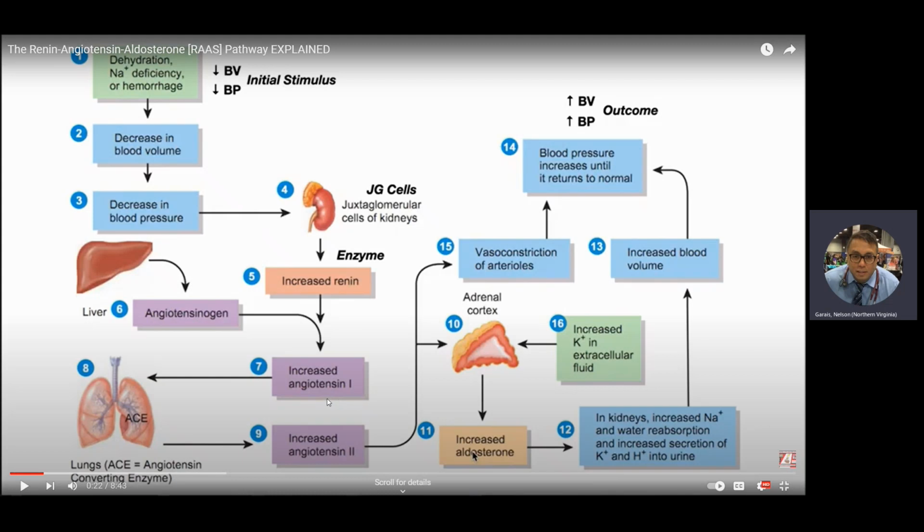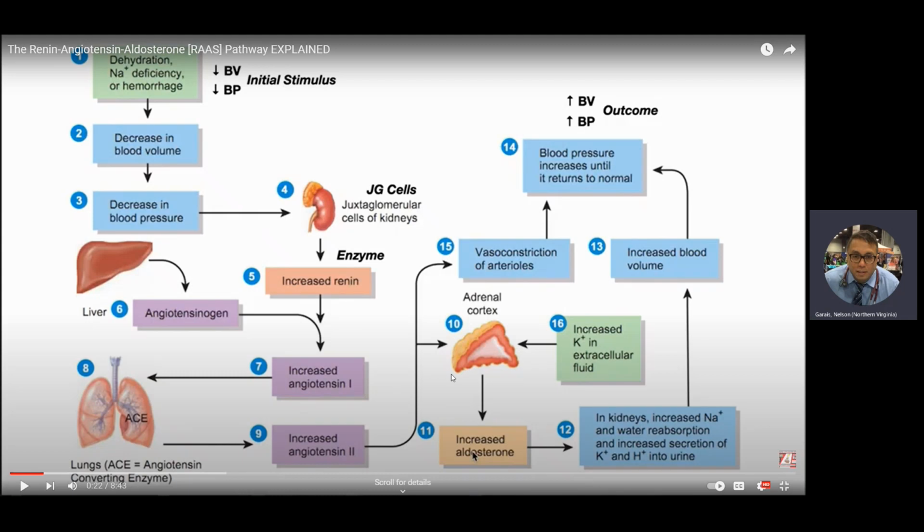So angiotensinogen from my liver is going to turn into angiotensin 1. Angiotensin 1 is then going to be converted into angiotensin 2 in my lungs, because that's what's pictured here. And if you could see here, ACE, angiotensin converting enzyme. So angiotensin converting enzyme converts angiotensin 1 to 2. And then, of course, what's going to happen? Think, the overall goal is to increase blood pressure, increase blood volume.